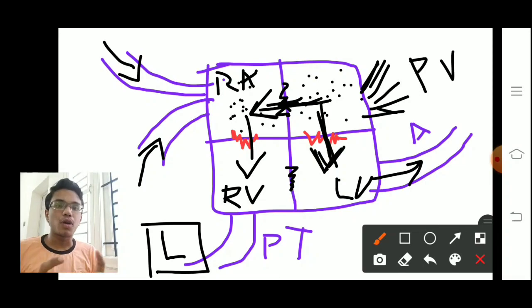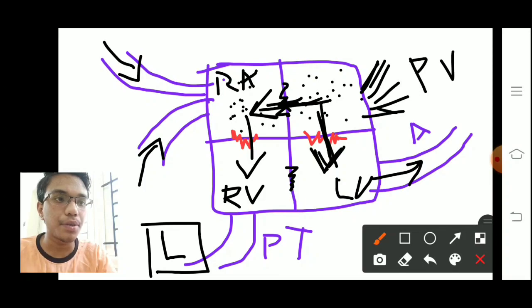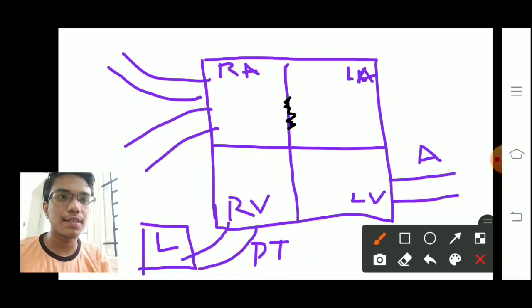Now, let me give you one more point on this left to right shunt. Let me draw another diagram. Now visualize this diagram.